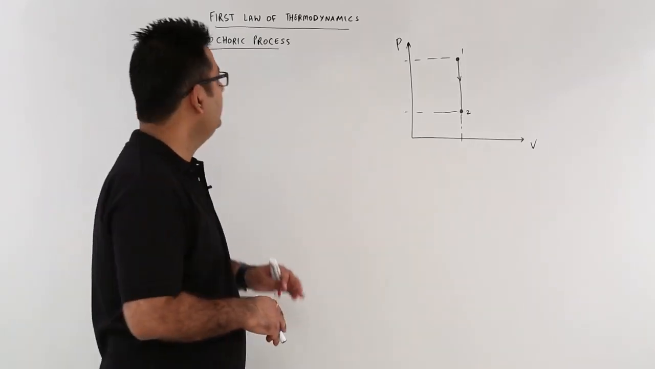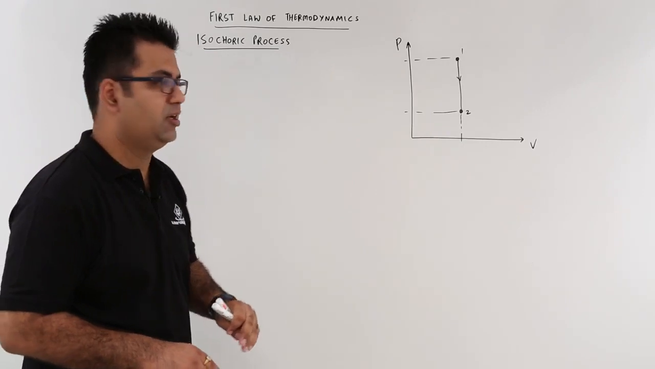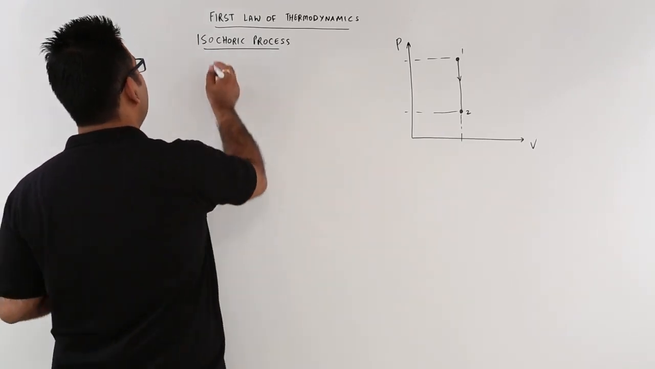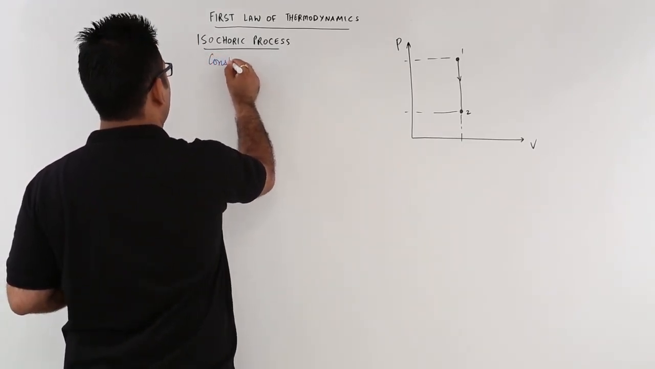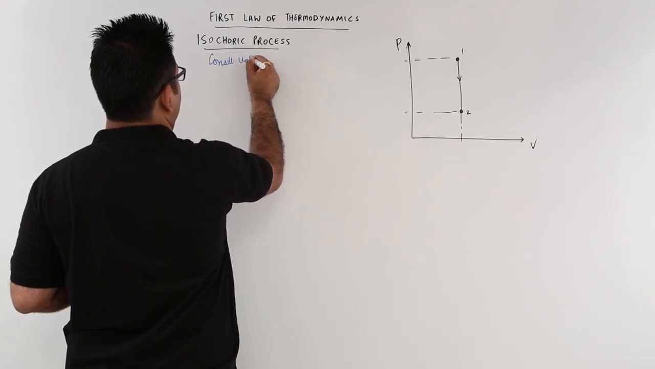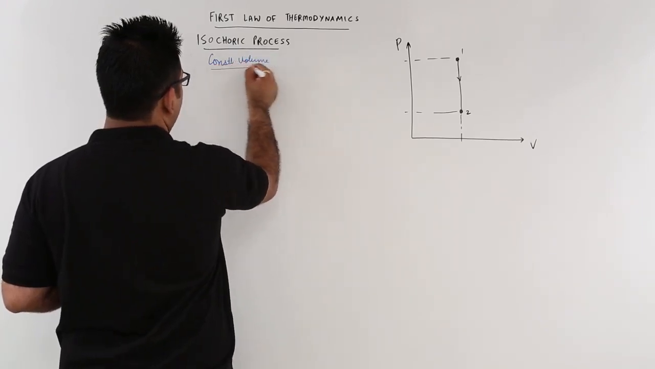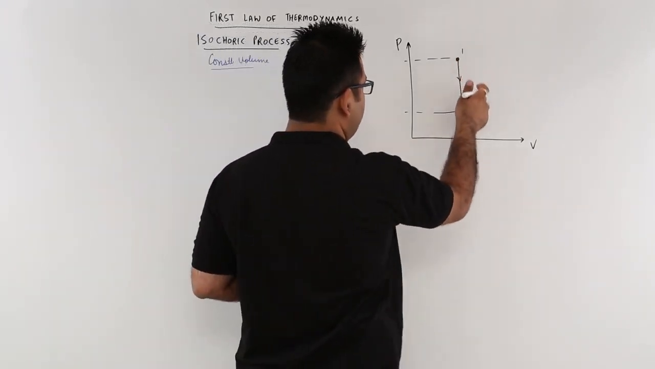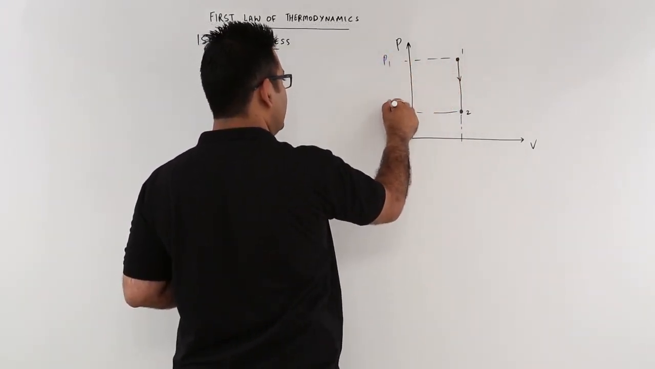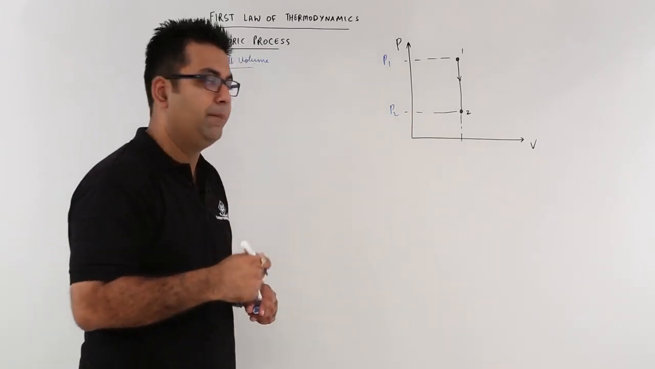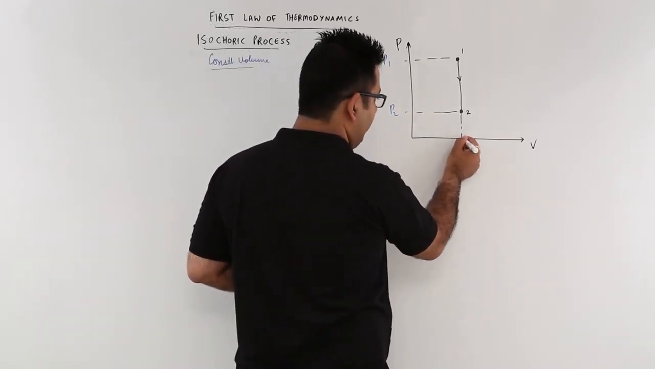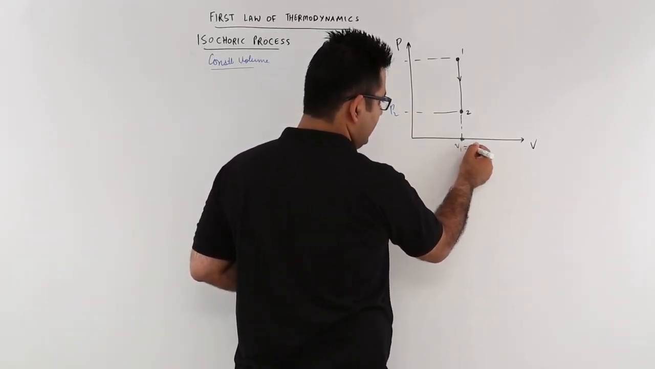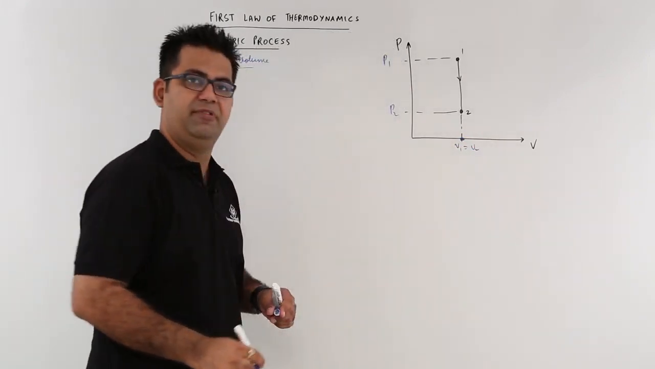Now let's talk about the isochoric process. In an isochoric process we mean that we are dealing with a constant volume process. The volume stays constant. So if you look at this graph, in going from state 1 to state 2, the pressure varies from P1 to P2, but the volume has the same value, which is V1 is equal to V2.